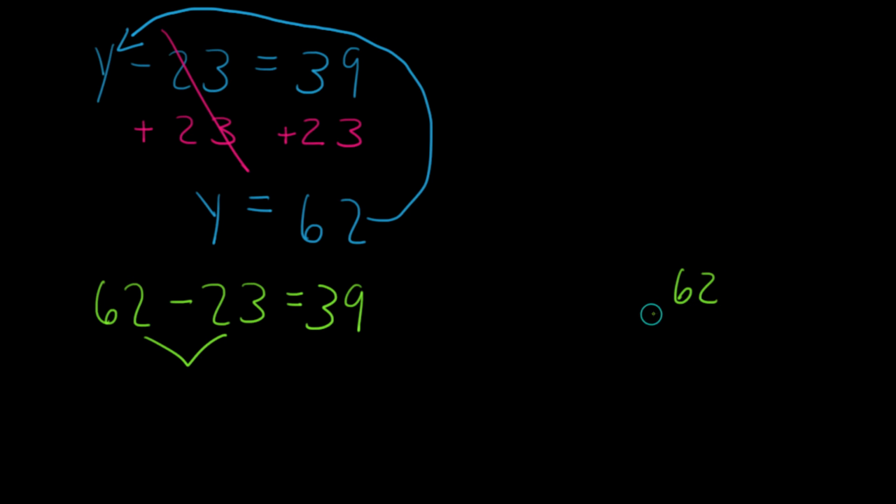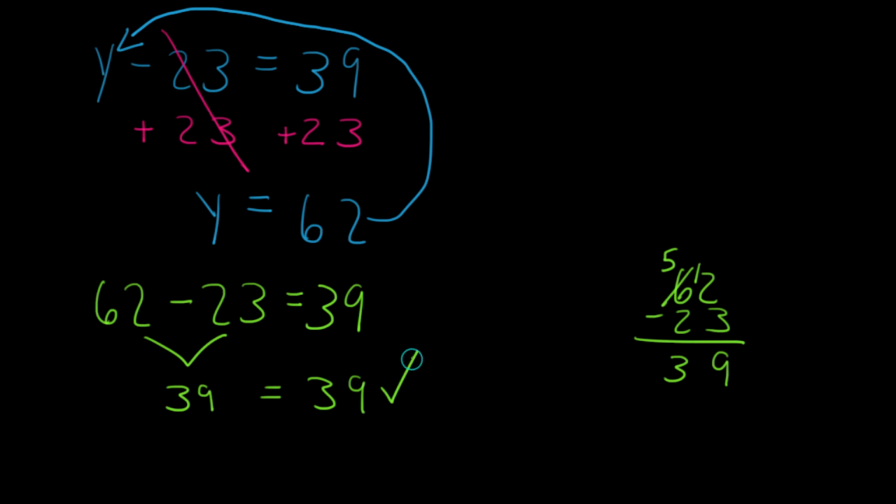So 62 minus 23. Well, I can't subtract 2 minus 3, so I'm going to borrow from 6. I have 5 left over. Now I have 12 over here. 12 minus 3 will give a value of 9, and 5 minus 2 gives a value of 3, so 39. Well, I can see this is the same value as over here in the equation, but I'm still going to rewrite everything. I want it to look nice and neat. So 39 is equal to 39, and this checks out.